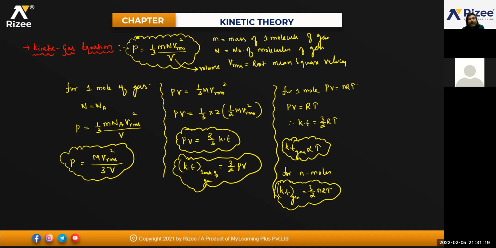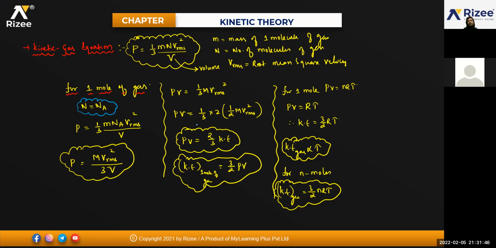P is equal to 1/3 m n Vrms square divided by V, where m is the mass of one molecule of a gas, n is the number of molecules of the gas, and Vrms is nothing but the root mean square velocity. For 1 mole of a gas, n will be equal to the Avogadro number.